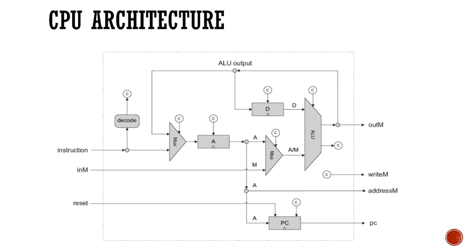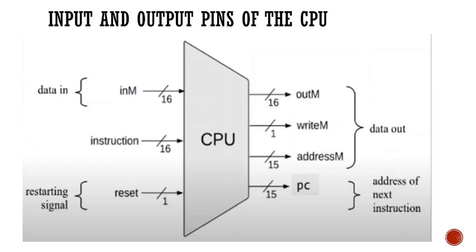The first step to implement the code is to derive the API of the CPU, which specifies the chip name, input and output pins, and the function of the CPU. So in this slide you can see the input and output pins of the CPU.